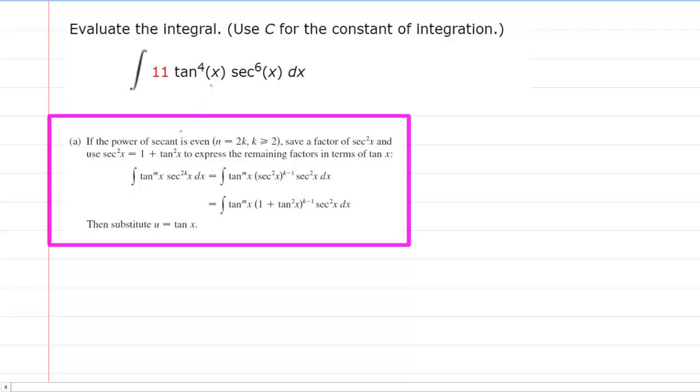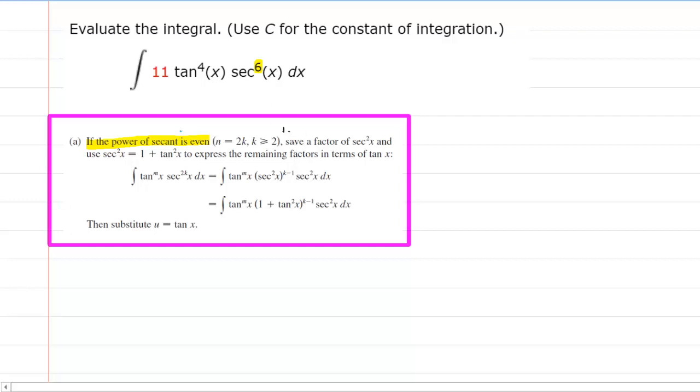Here we have a classic trigonometric integral in which we have a power of tangent being multiplied by a power of secant. The first thing you want to notice is that the power of secant is even. And when the power of secant is even, we're going to follow a three-step approach.